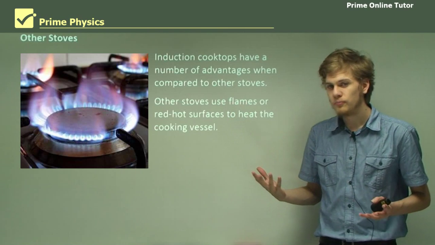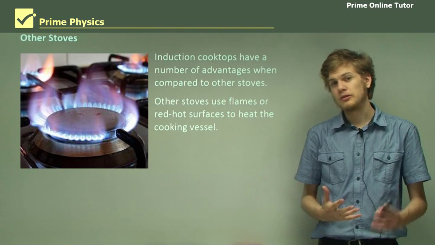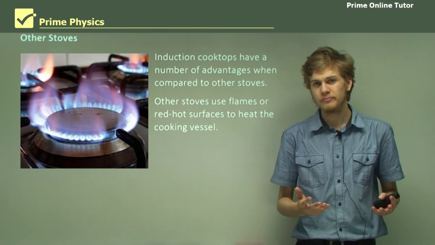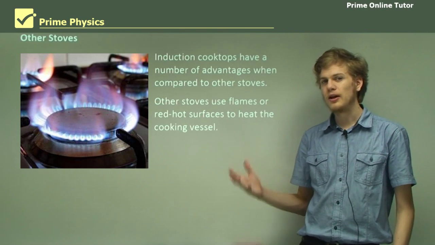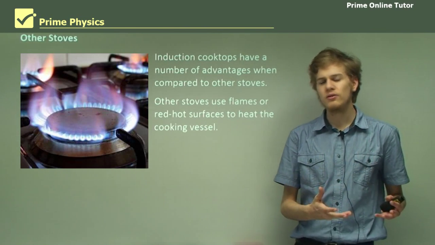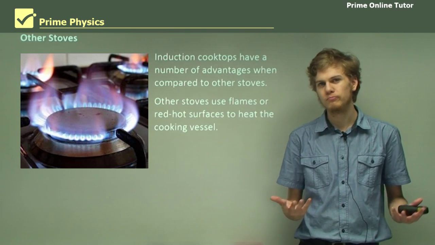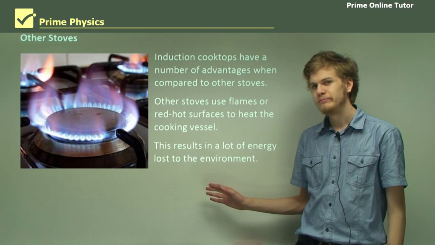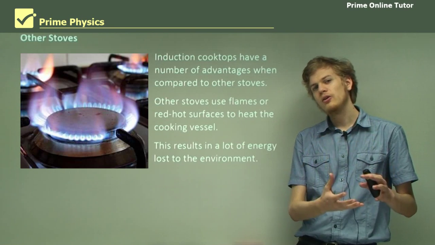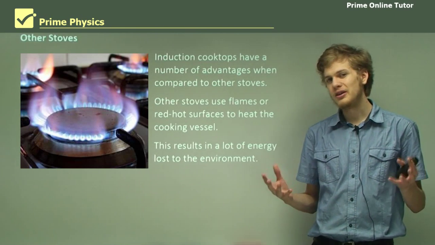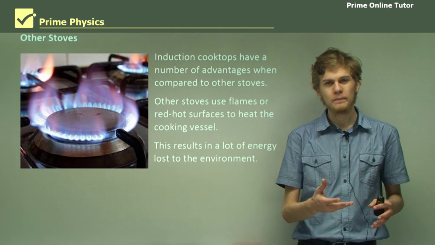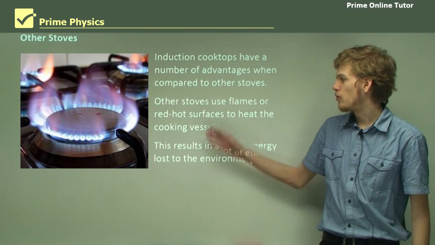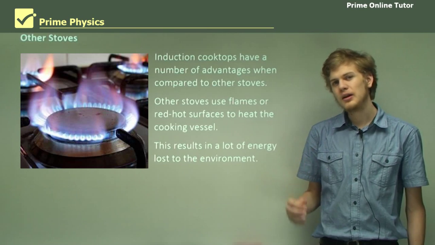If we look at another stove, it will use things like red-hot surfaces if it's an electric stove, or it'll use flames if it's perhaps a gas stove. And in both cases, these flames, or this red-hot surface, will be what heats the cooking vessel, whether it's a pan or a saucepan or that sort of thing. So this will result in a lot of energy lost to the environment, right? A red-hot stove will be radiating out red-hot energy, whether or not there's a saucepan on top of it. It'll even radiate it out to the air when there is a saucepan on top. Same deal goes for flames. Not all of the energy of the flame is going into cooking the food.